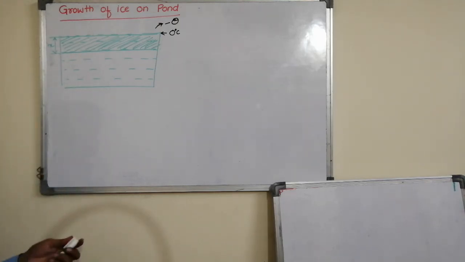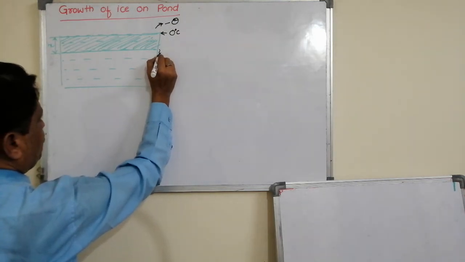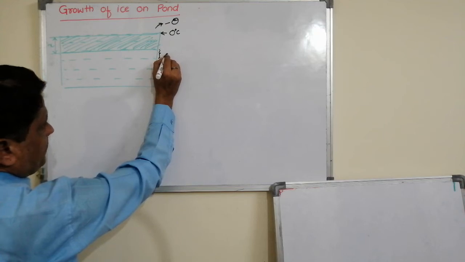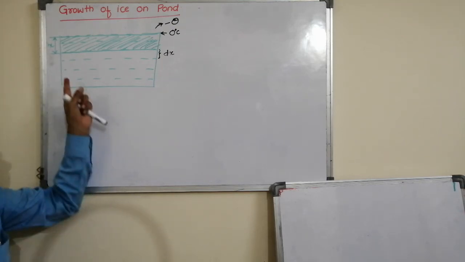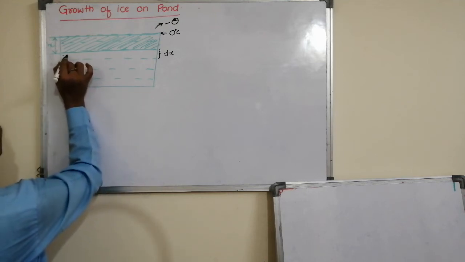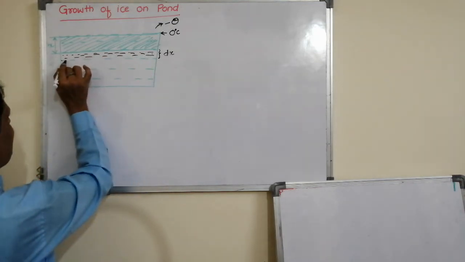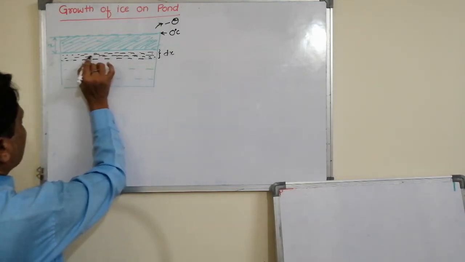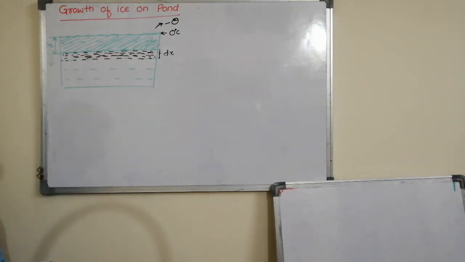Now today's question is to form a further thickness, say dx thickness of ice. How much time does it take to form a further thickness of ice, whatever I am representing in black color? To form this much thickness, how much time it takes is the question.